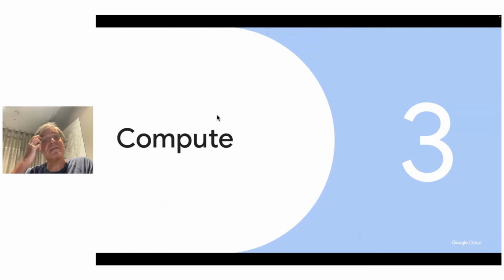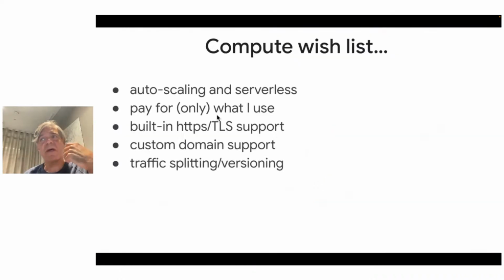So I've got these different computing elements. I have an API, I have a web server. Where do I run them and how do I run them? And again, I find it helpful to create a wish list. So again, I want auto scaling and serverless. I don't want to think about, in the old days, I would allocate a virtual machine for it.